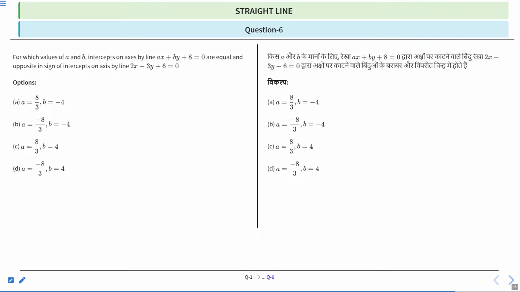And after that we will first calculate the intercepts of this line ax plus by plus 8, right? And after that we will calculate the intercepts of this line 2x minus 3y plus 6 equal to 0, and the intercepts of the two lines are basically opposite in sign, right? So in this way you can try to approach this question. You have 10 seconds to solve or think about this question. After 10 seconds we will discuss the solution part, right?